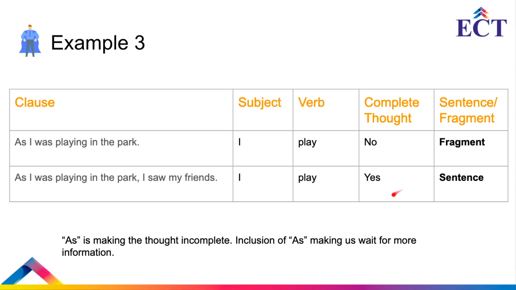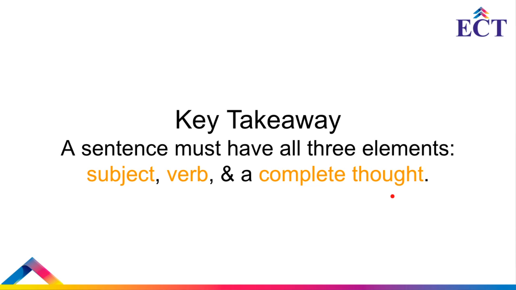All right. So the key takeaway from these three examples is that a sentence must have all three elements: subject, verb, and a complete thought. If any one of these is missing from a group of words, then it will just remain a group of words. It will not become a sentence.